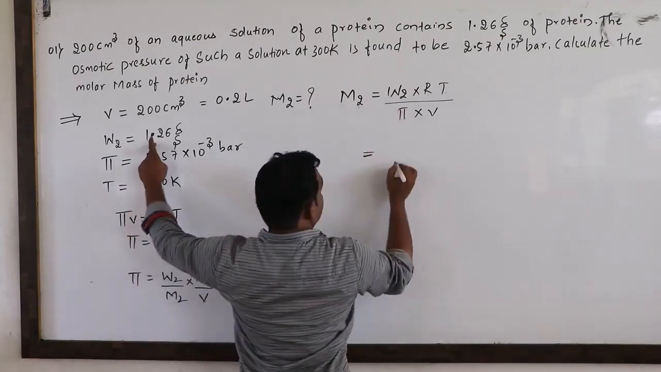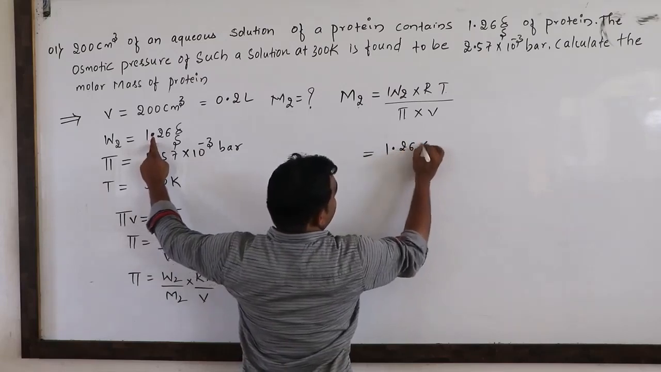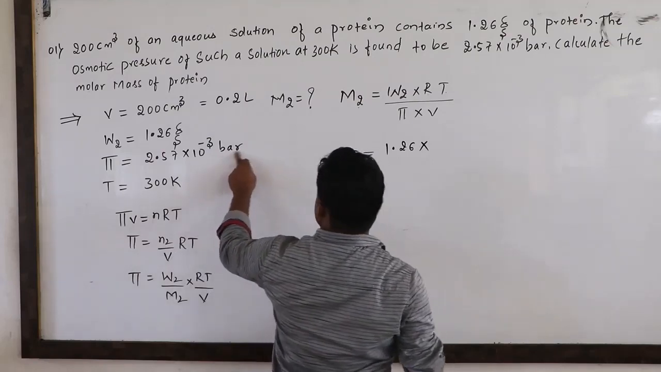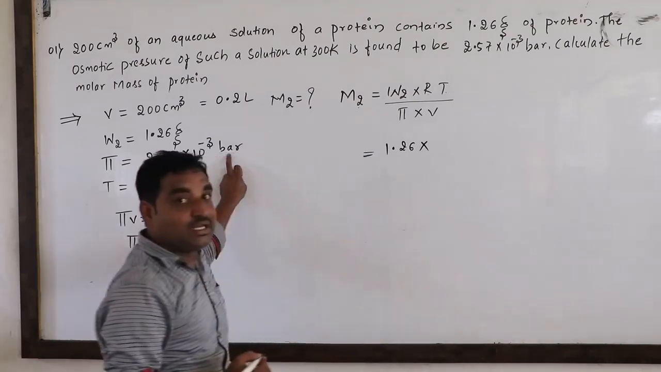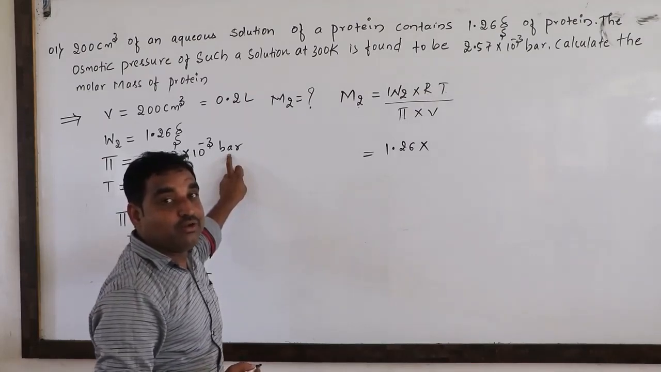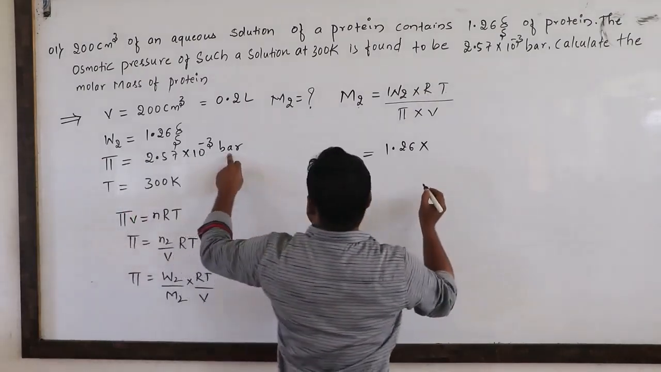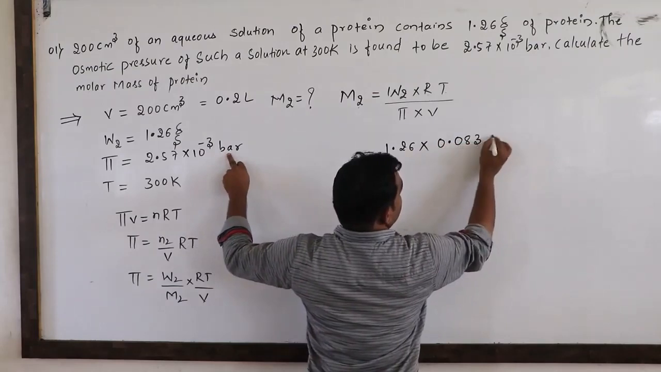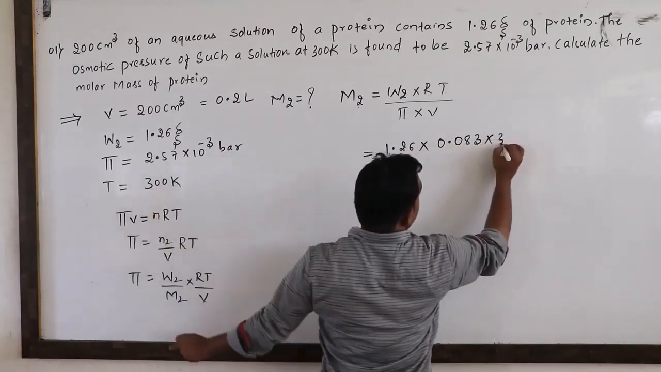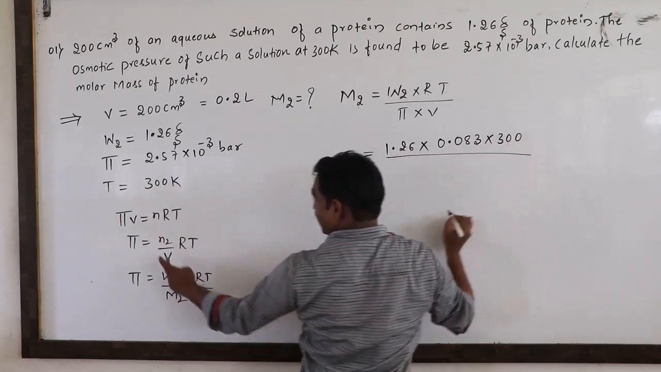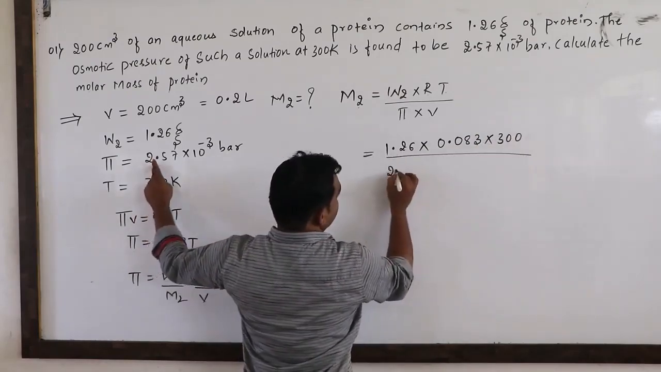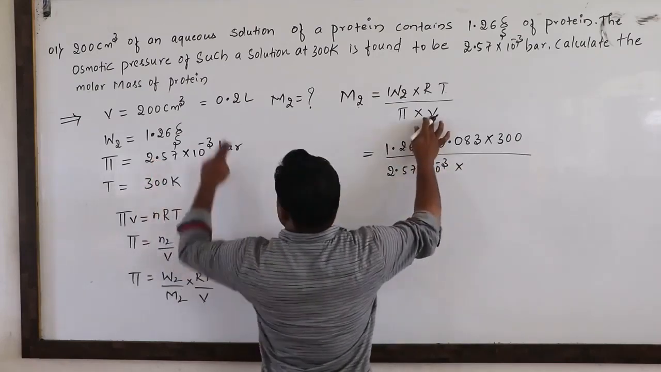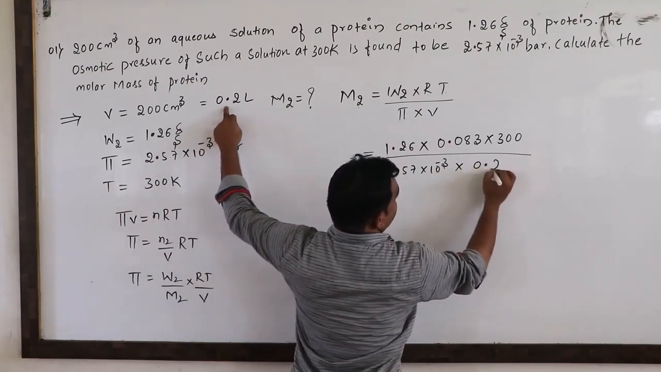W2 is equal to how much? 1.26 gram into R gas constant. Osmotic pressure they had given in bar, as we already discussed, so the gas constant has a different value if they give a different pressure. Now if it is in bar, we have to use 0.083. Temperature is 300 Kelvin, divided by osmotic pressure 2.57 into 10 raised to minus 3, into the volume of the solution in liter, that is 0.2.